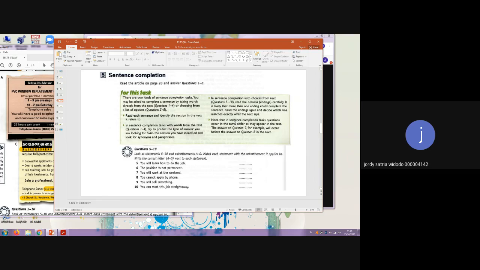Note that in sentence completion tasks, questions occur in the same order as they appear in the text. The answer to one question, for example, will occur before the answer to question 8 in the text. So they always appear in order, meaning number one is in the first paragraph, number two is in the second paragraph, and so on and so forth. They cannot be disorganized.